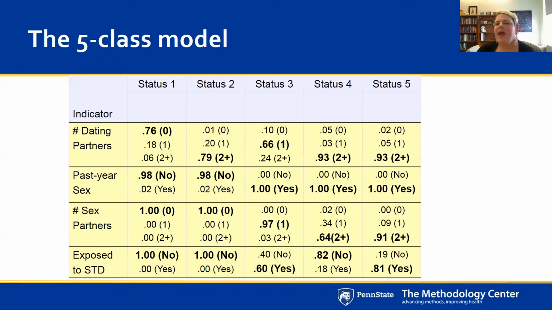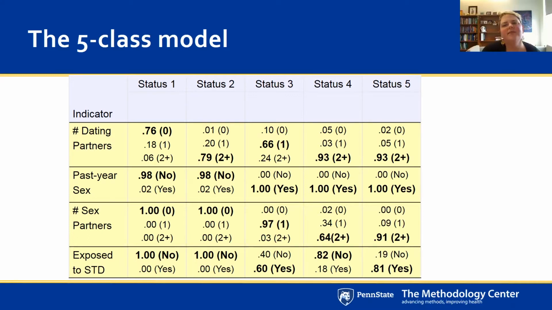Status 3, 4, and 5 are covering the people who had past year sex. And so what you see is in status 3, they probably had 1 dating partner, but many of them had 2 or more. They did have sex in the past year, but they only had 1 sex partner, and they may or may not have used a condom 100% of the time, which translated into that exposure to STI. That's that 40 and 60% there in the bottom cell for status 3.